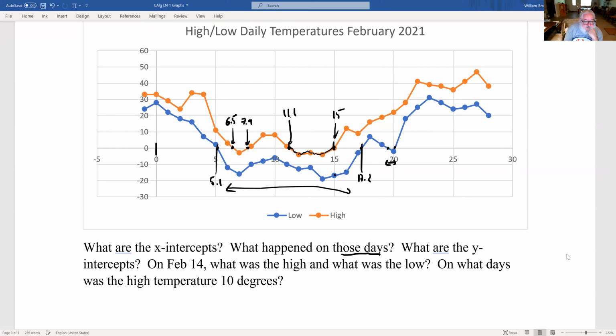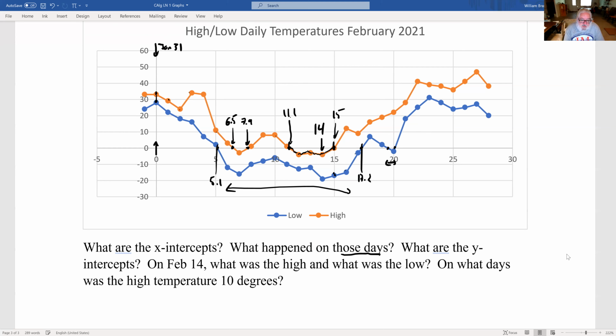The y-intercepts are here, here, and here. What date is that? Well, if this is February 1st, 2nd, 3rd, 4th, 5th, this is sort of February 0th. So this is actually January 31, to interpret that correctly. So x equals 0 corresponds to January 31. And so the temperatures on January 31 range from 29 to 33, it looks like, something like that. So on February 14th, what was the high and the low? This is the 15th, so this is the 14th here.